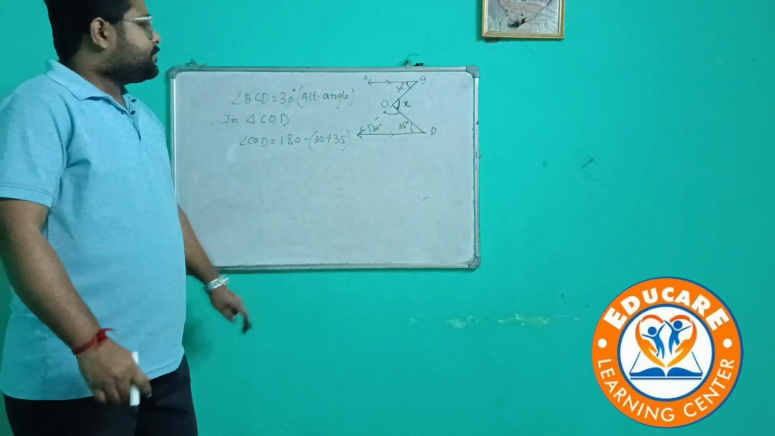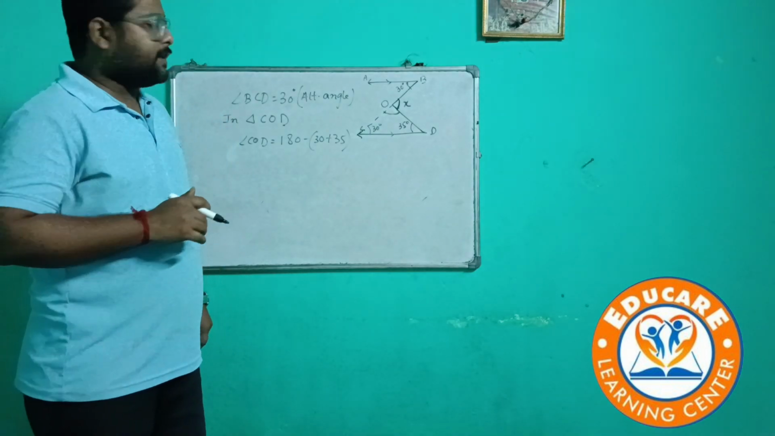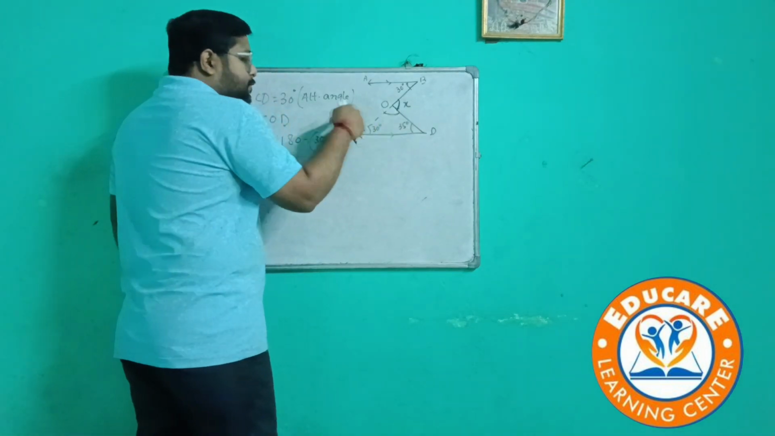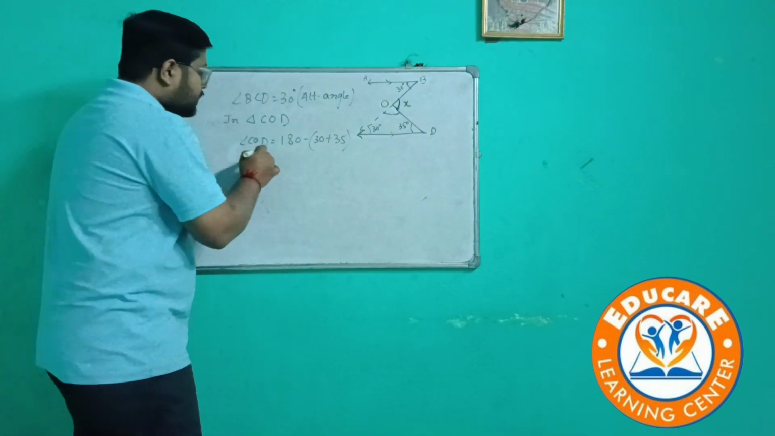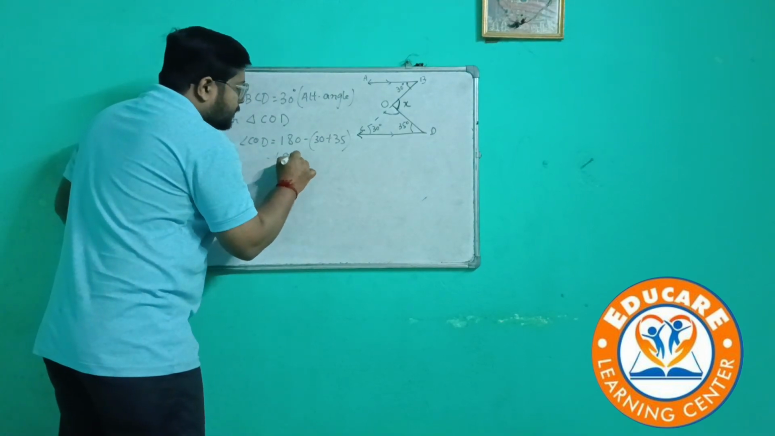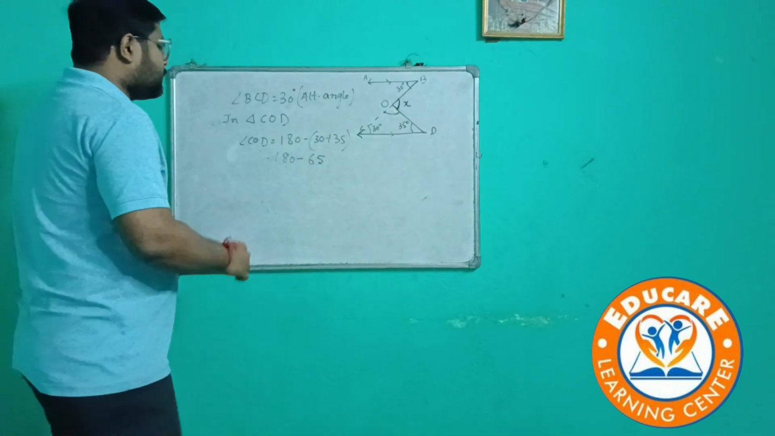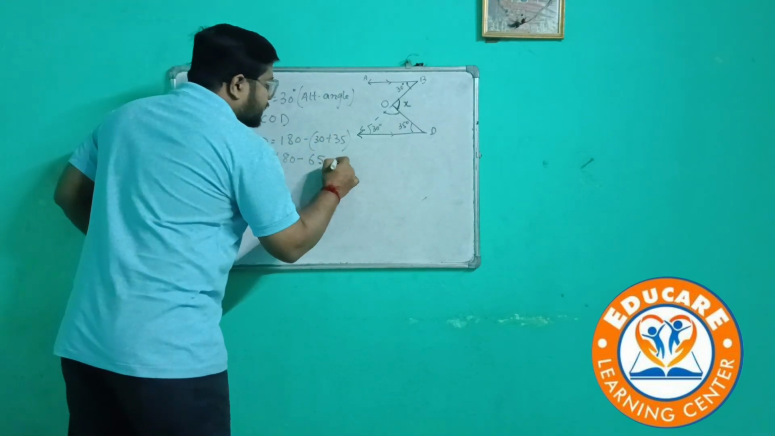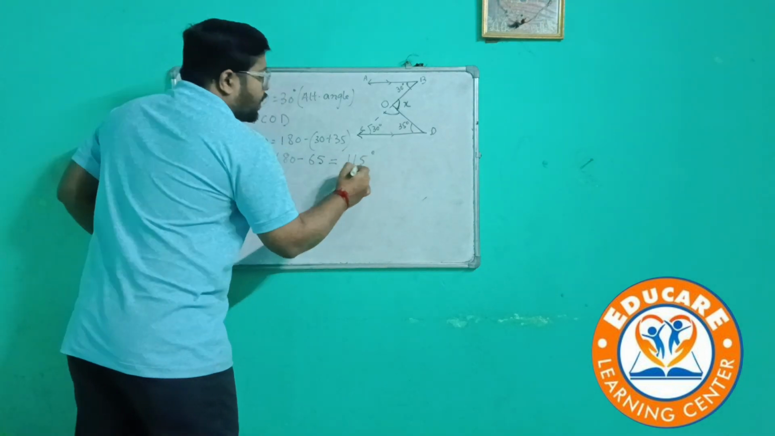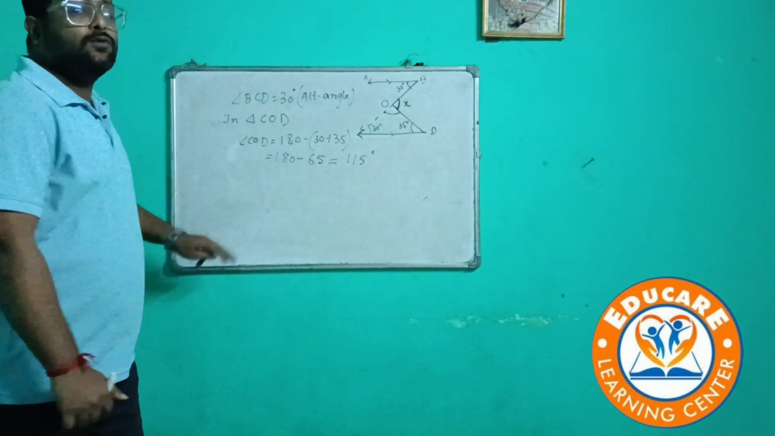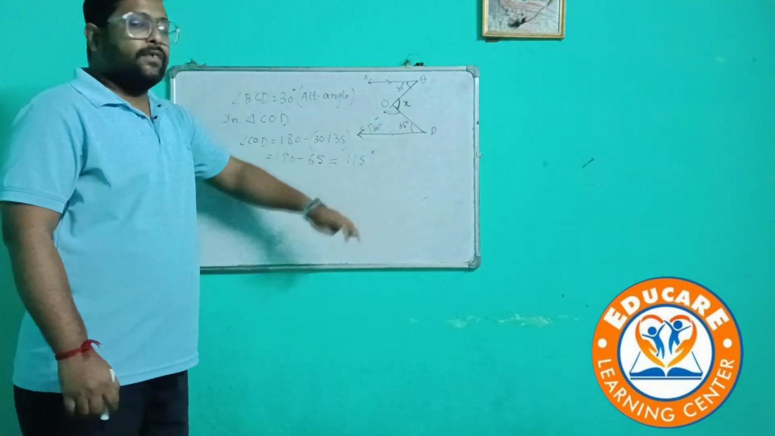We all know that if we add all the angles of a triangle, we get 180. So adding these two and subtracting from 180 will give us angle COD. That's what we have done. So 180 minus 65. If we add 30 and 35, we get 65. So now if we subtract 65 from 180, we get 115. This is angle COD. You need to find the value of x.